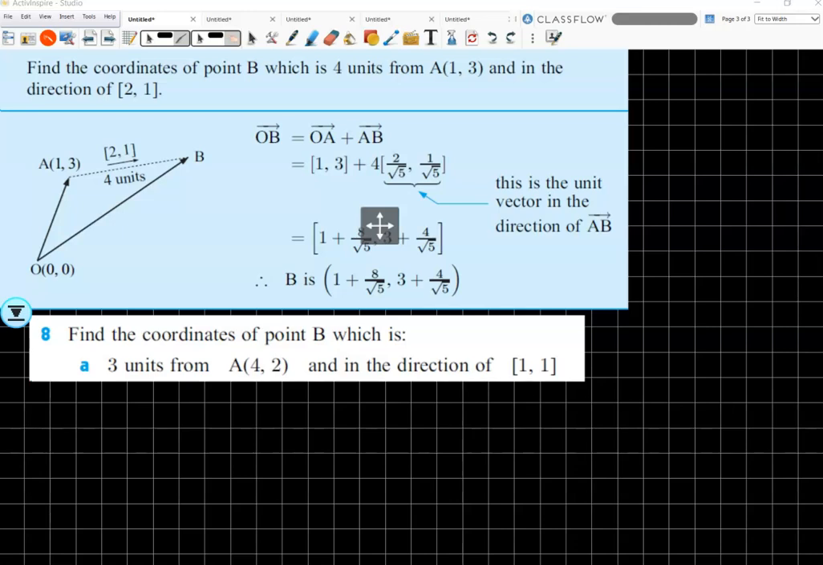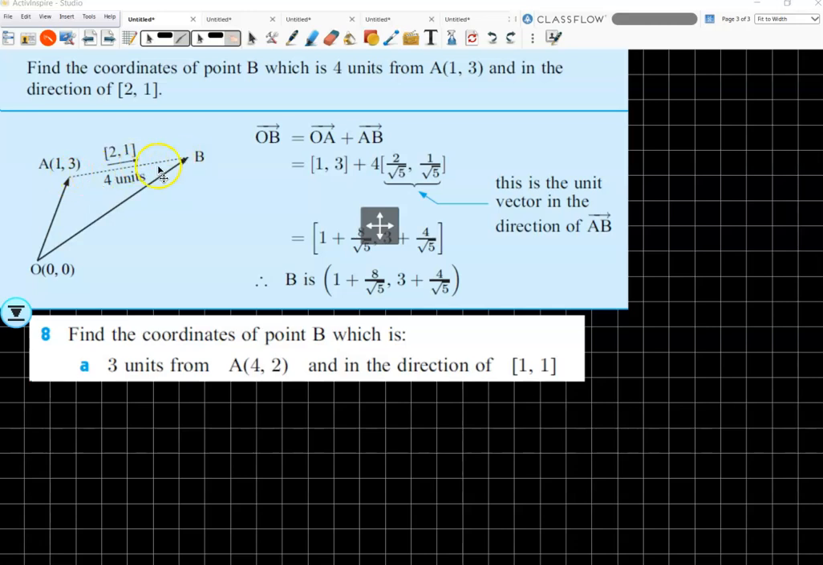All right, now we go on to something a little bit different. So let's have a look at this. Find the coordinates of point B, which is 4 units from another point, and in the direction of 2, 1. And we want to find point B. So once again, we are using our position vectors, right? So we've got O to A. We're travelling 4 units along in this direction. So if I can find the vector OB, that means I could then state what point B is. Agreed?